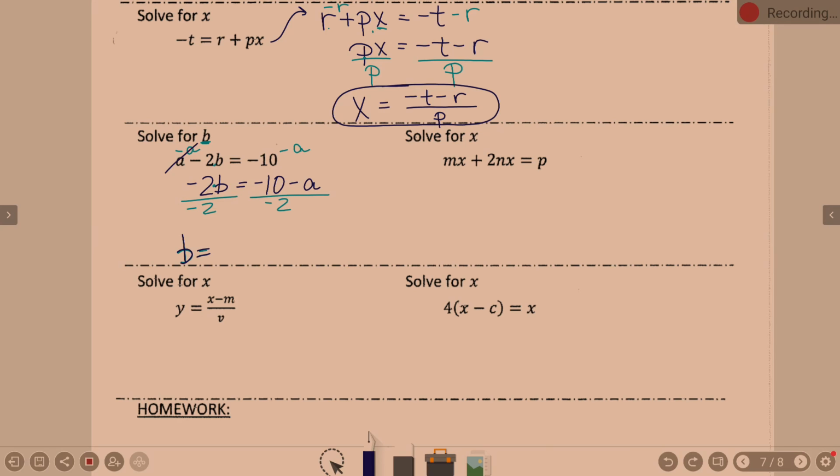So one option is to leave it like this. Negative 10 minus a divided by negative 2. And I'm going to say I'm fine with that answer. I don't know if Math Excel would be or not. Just because every single term has a negative. And so if every single term has a negative, they're going to say, okay, you could divide everybody by a negative. And you could make this 10 plus a divided by positive 2. Okay?